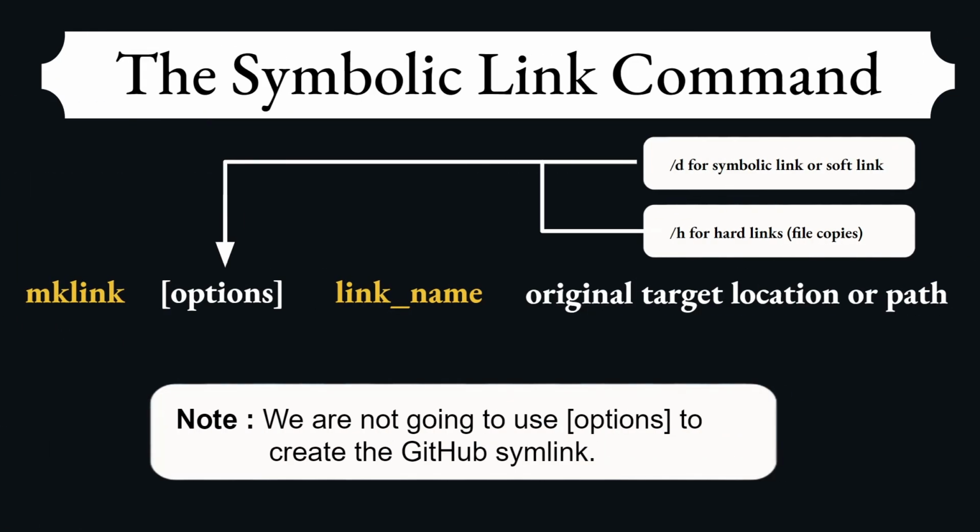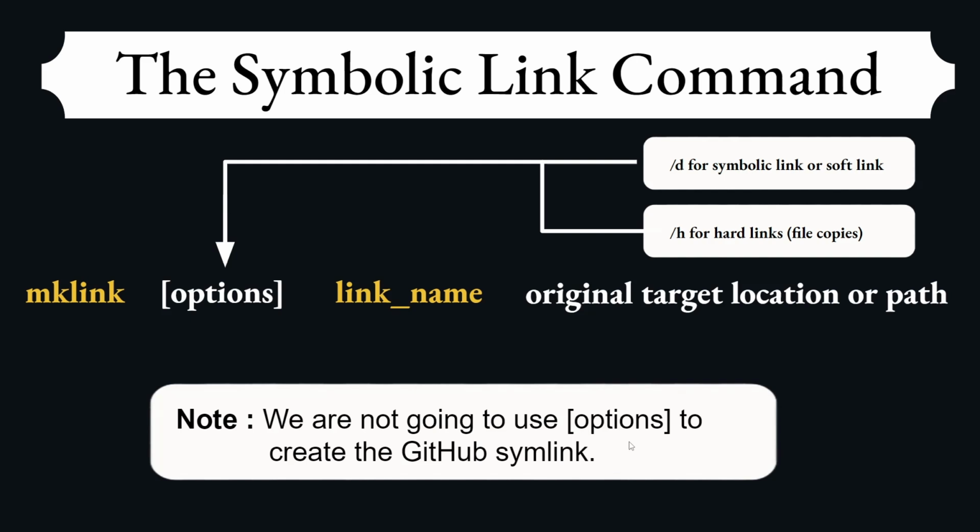Next, let's talk about the symbolic link command. It's an easy command to use. First, you have to type mklink, then add options. Next, specify the link name, and finally the original target location or path. Also note that we are not going to use options to create a GitHub symbolic link.